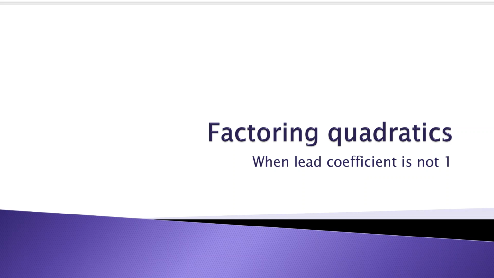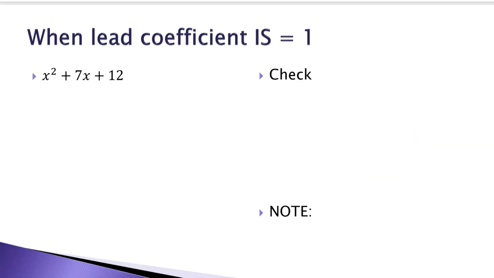I got some questions in class about factoring quadratics when the lead coefficient's not equal to 1, and so I want to give you a really quick short tutorial on how to do that. So let's take a look. First of all, when the lead coefficient is equal to 1, I think you all can work these without too much problem, but there are some similarities here that I want to show you. So let's take a look at this.